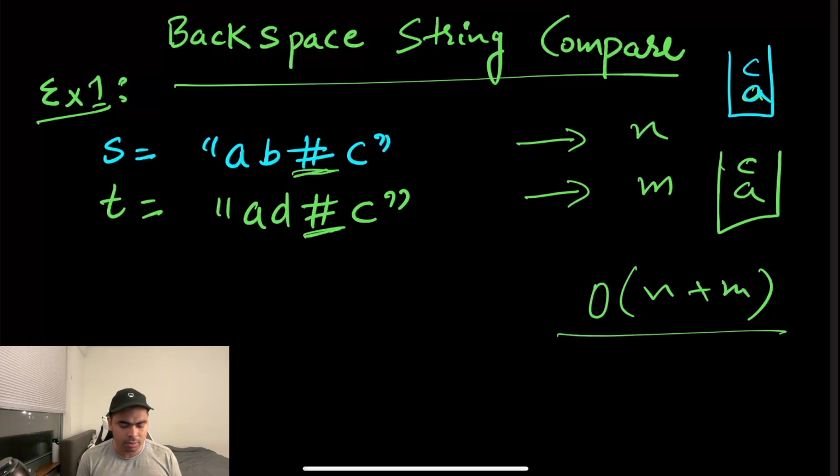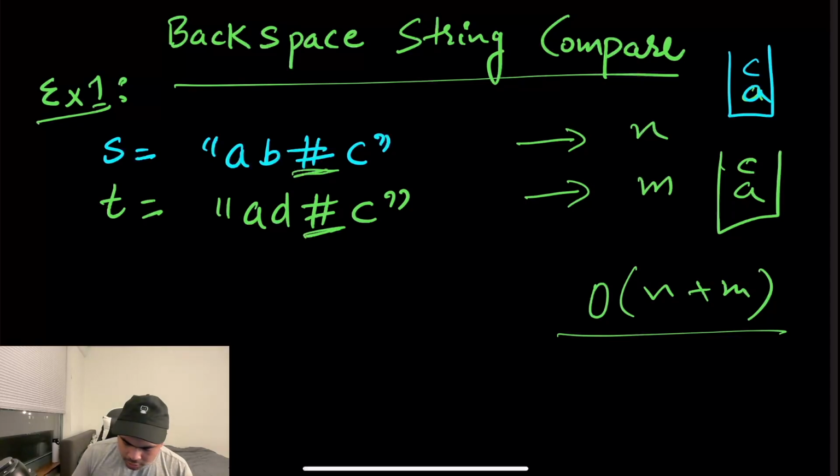Our time complexity will be big O of n plus m, or like max of n and m, since we are just comparing both of them, right? Now the thing is, can we do better with space complexity? Yes, we can. And that's what two pointers are going to help us with.